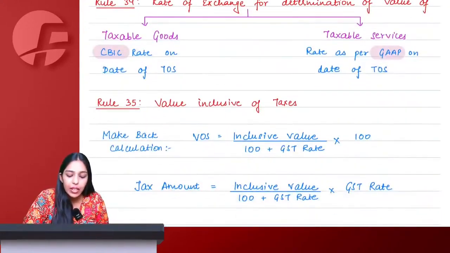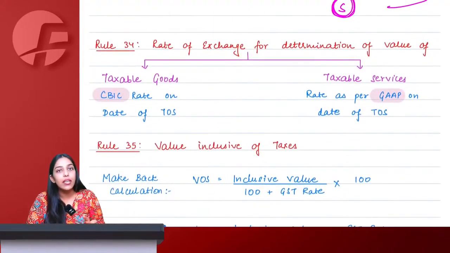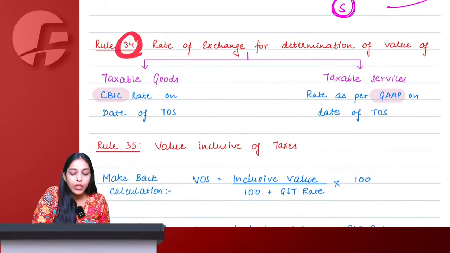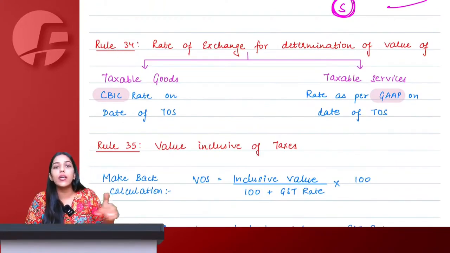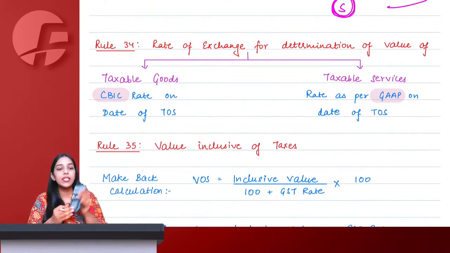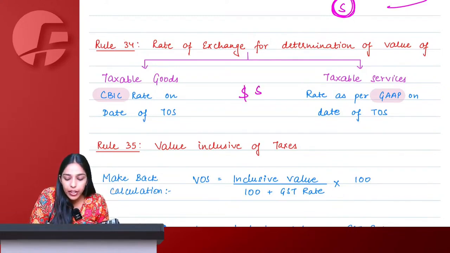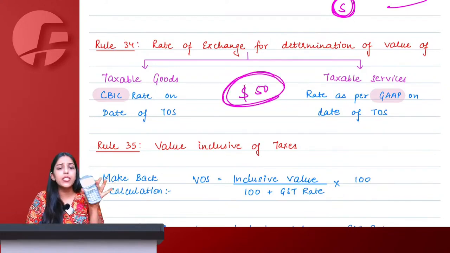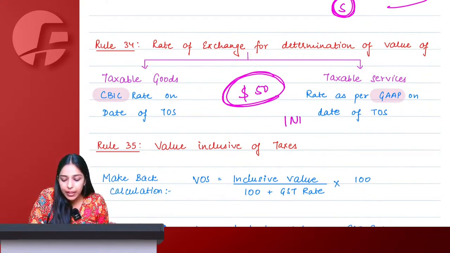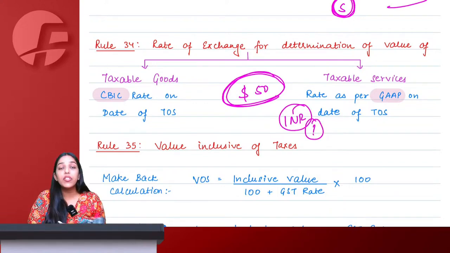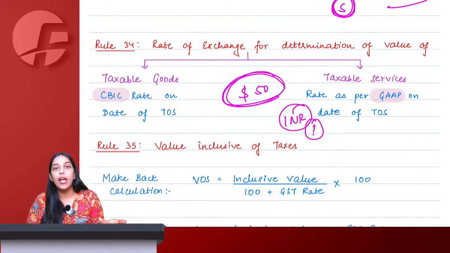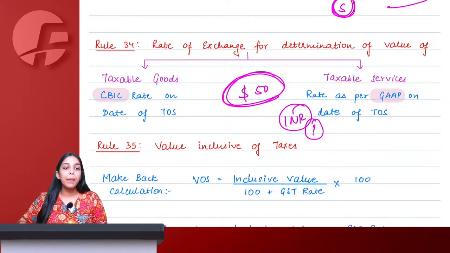Understood. Then the final last two rules, rule 34 and rule 35. Rule 34 says that if the transaction that you're undertaking is not in rupees, let us say I purchased this calculator for $50, but GST in India is required to be paid in INR. Then what to do? If the transaction is not happening in INR, but GST on all the supply transactions has to be paid in INR.